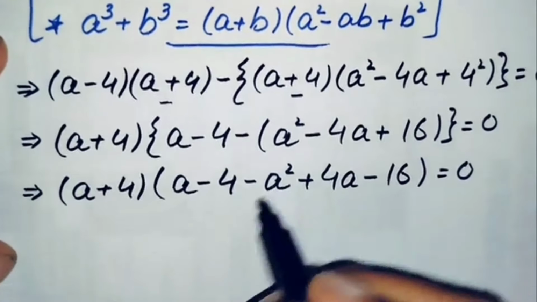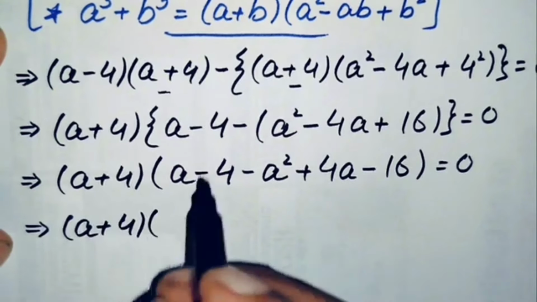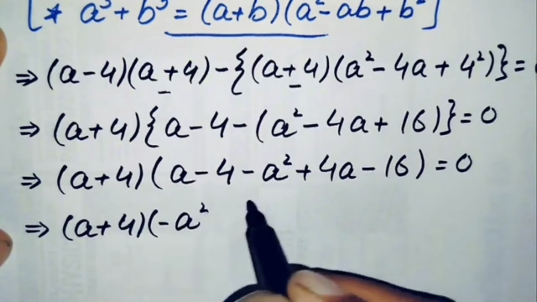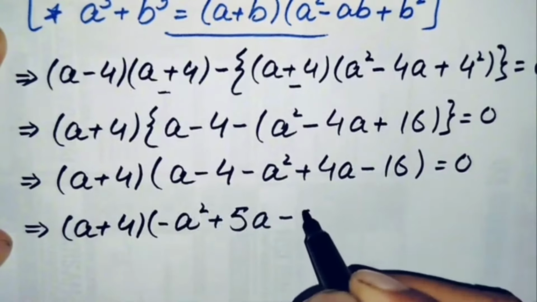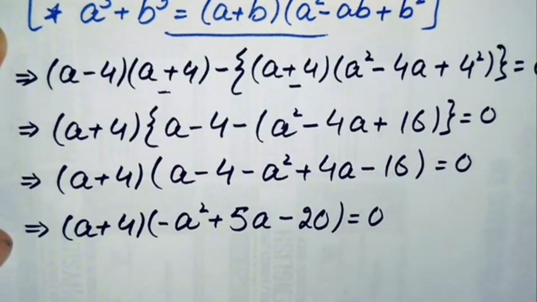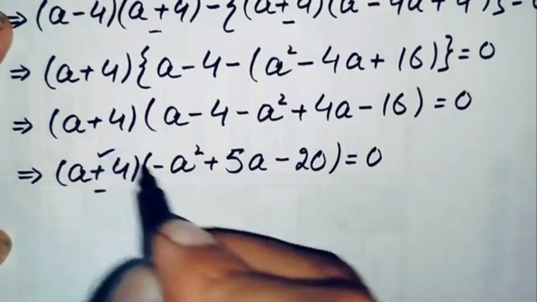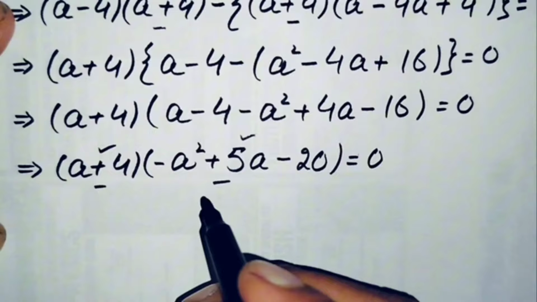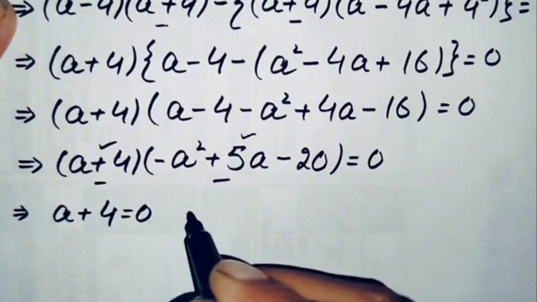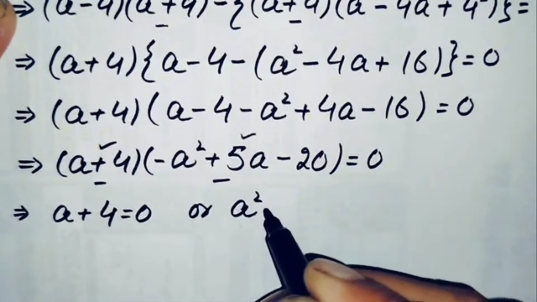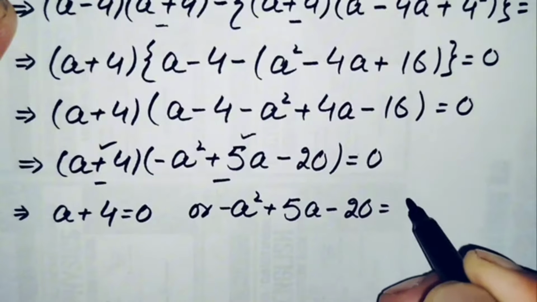Let's further simplify this expression. This implies (a + 4) times (-a^2 + 5a - 20) = 0, since a + 4a is 5a, and minus 4 minus 16 is minus 20. Now again the product of these two expressions is 0. So either this expression will be 0 or this expression will be 0. From here we will get two equations. The first equation is a + 4 = 0, or the second is a^2 - 5a + 20 = 0.